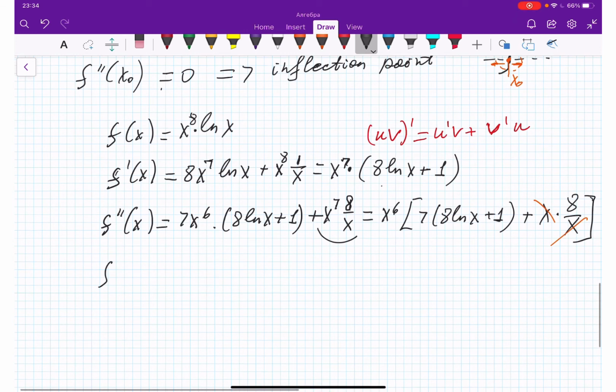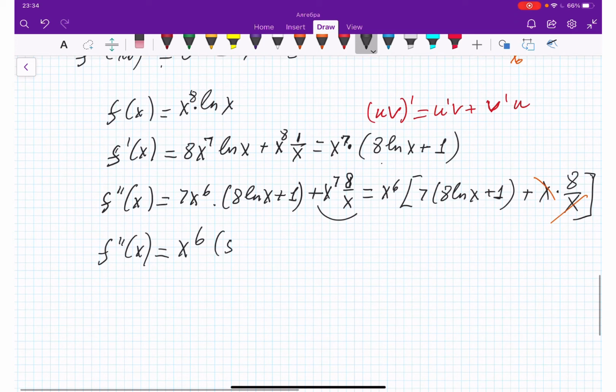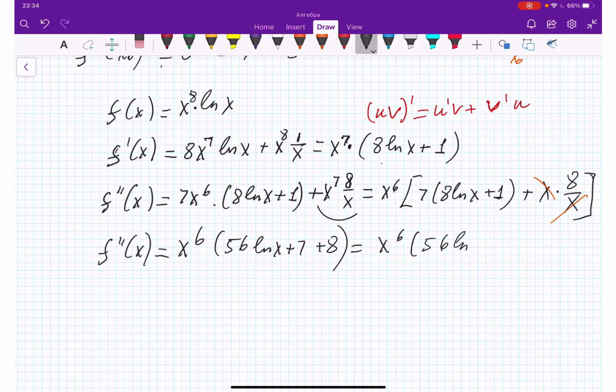Second derivative of x is equal to x to power 6, and we have 56 natural log x plus 7 and plus 8, right? Equal to x to power 6, 56 natural log x plus 15. Okay, so once we have it, now we can explore the second derivative.